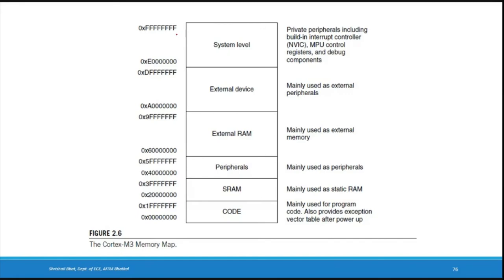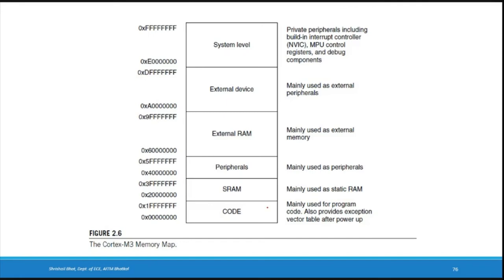32 bits. Each F is 4 bits, right? One F is 1111, 4 bits. You can see there are 8 digits. 8 fours are 32, so it's a 32-bit address. It can have 4 GB of memory space, right? So then this will be half GB. If you find that, it will be half GB, and that will be for code memory.